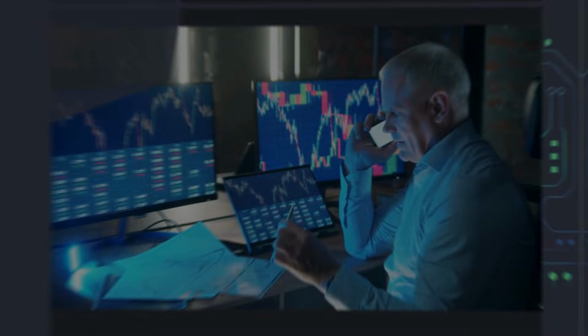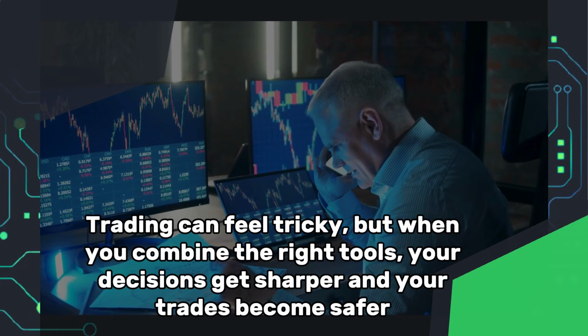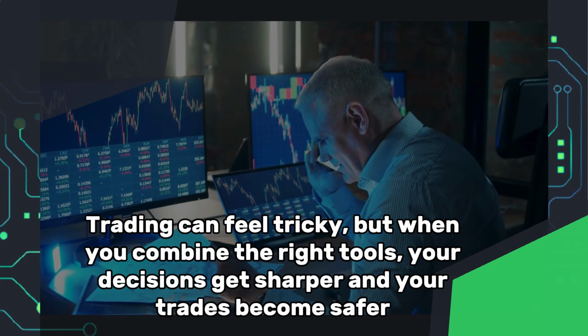Okay, traders, that's it for today's lesson. Trading can feel tricky, but when you combine the right tools, your decisions get sharper and your trades become safer.